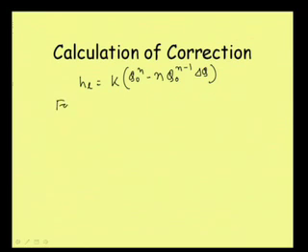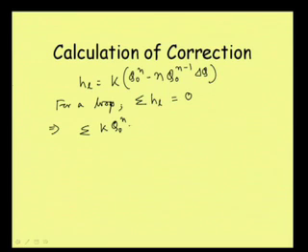Now, for a loop, we are talking about a loop only. For a loop, the summation of head loss should be equal to 0. This implies that summation of K Q0 to the power n minus summation of K n Q0 to the power n minus 1 into delta Q is equal to 0. In place of HL, we are putting this term and we are getting these things.